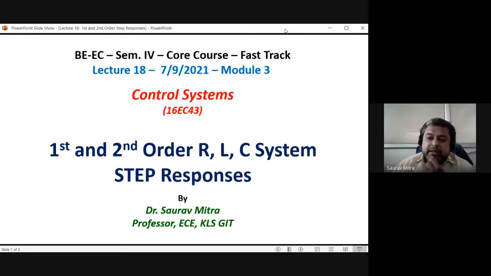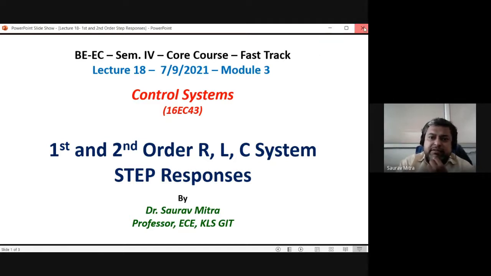So if time permits, we will give a very brief introduction to second order system step response, which is also called the transient response. But first order RL and RC response we shall definitely be able to cover today. So let us start with first order transient response.